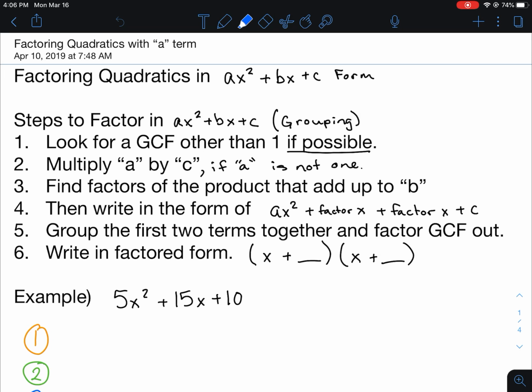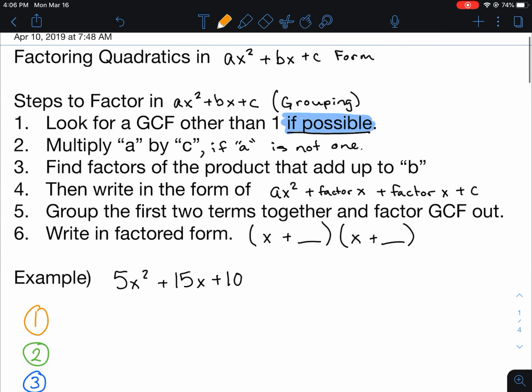And again, I write that if possible, and the reason for that is because sometimes there is not a greatest common factor between all three terms. But if you are looking at the example below, there is a greatest common factor, and that is 5 in all three parts. So 5 is in common, not x, because 10 does not have an x with it. So when we factor our 5 out, we are left with 1x squared plus 3x plus 2.